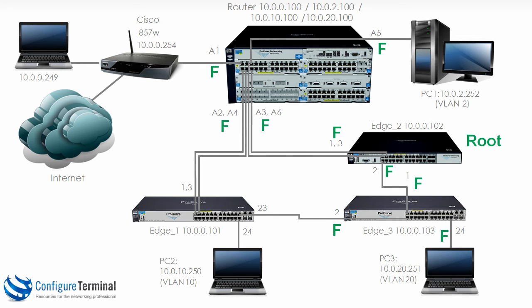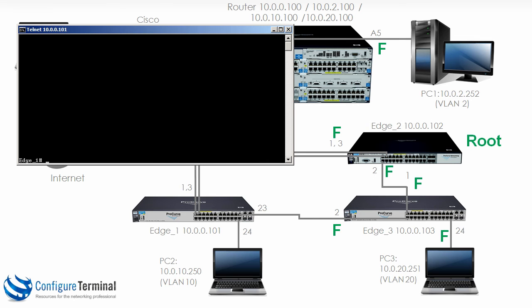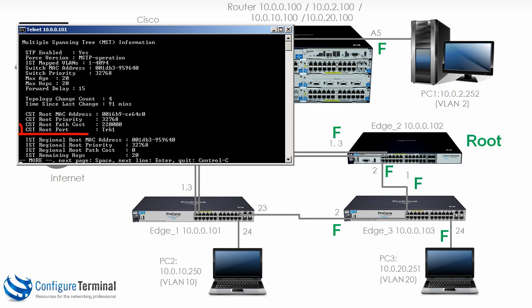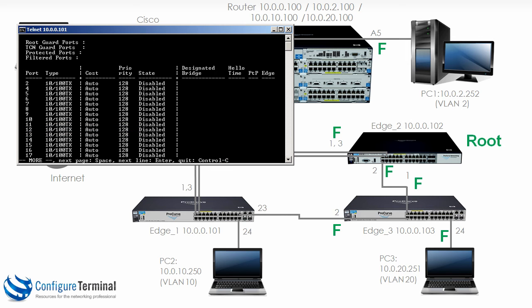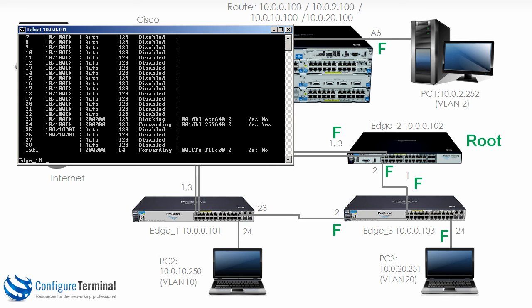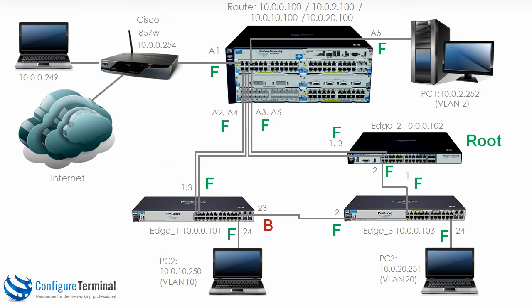Let's lastly look at edge 1 and see if there's a difference. So on edge 1, show spanning tree. You can see that the root port is TRK1. So looking at the interfaces, you can see that the new link, port 23, is blocking. So this link to edge 3 is blocking, port 24 is forwarding, as well as TRK1. So this is what our diagram looks like. In the HP network, all ports are forwarding except port 23.